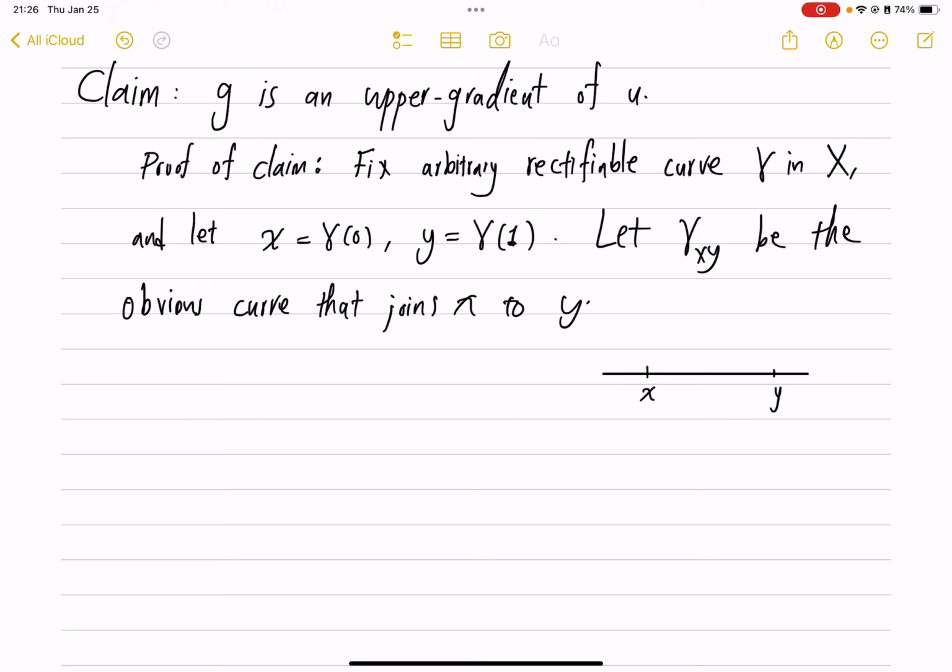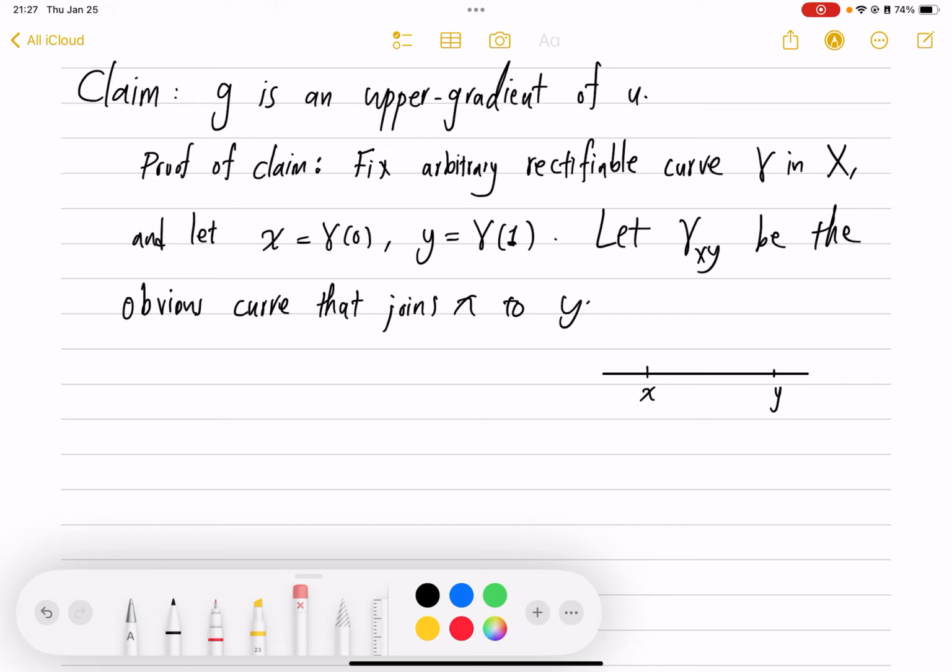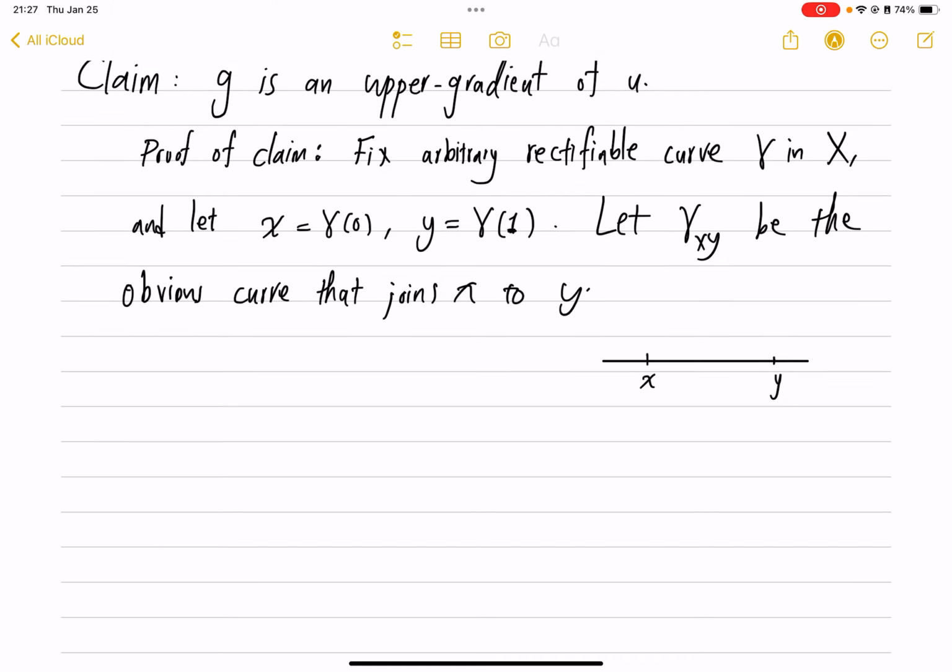But our arbitrary curve could go in many different ways from x to y. It could travel and then go backward and then forward again and then come back. It could actually have infinitely many back and forths until it settles there. So what happens here is you have the fact from above that u(gamma(0)), which is just u(x), minus u(gamma(1)), the endpoints, is u(x) minus u(y), and that is less than or equal to the integral of |g tilde|. Once you put the absolute value inside, you get the integral of g ds over the curve gamma_xy, which is just the interval from x to y.